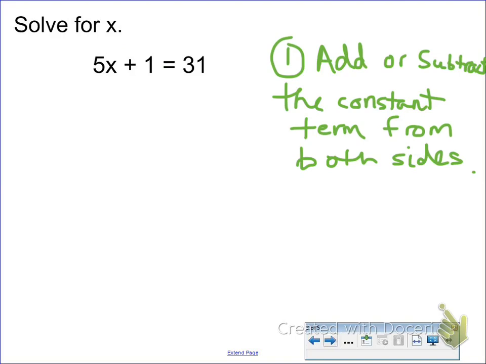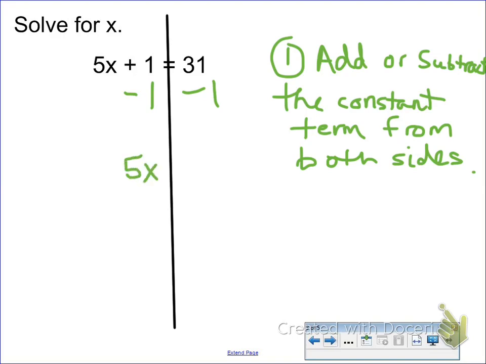The first thing that I like to do before even doing that when I solve an equation, though, is I like to draw a wall right down the center so that I can organize myself. I'm going to be subtracting and adding terms from both sides, so I want to be organized when I do that. Drawing the wall helps me be a little bit more organized. So I'm going to subtract 1 from both sides. And now I just need to make sure that I rewrite the equation in the appropriate form. So now I'm going to get 5x is equal to 31 minus 30. 31 minus 1 is 30. So that's the first step in solving a two-step equation.